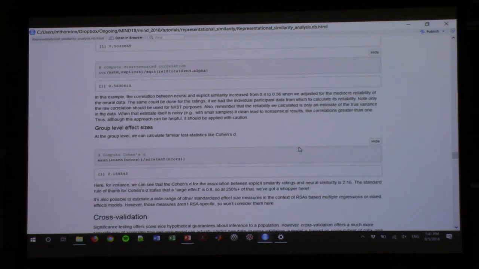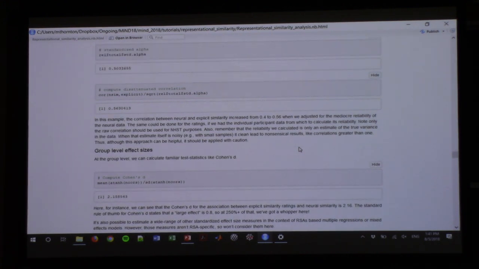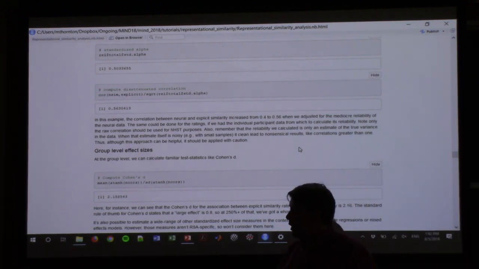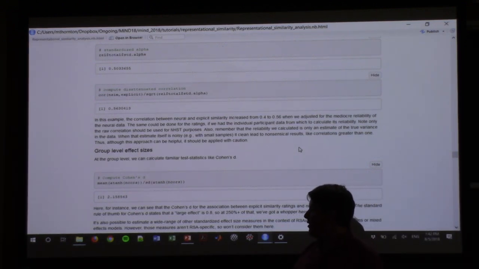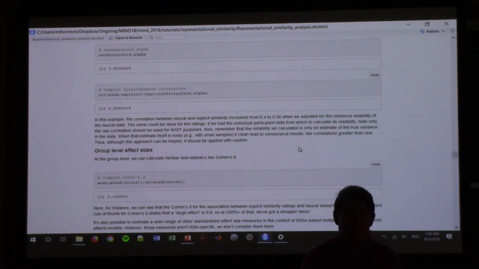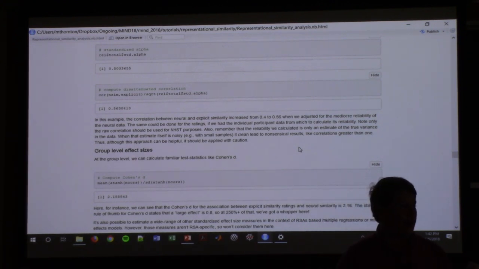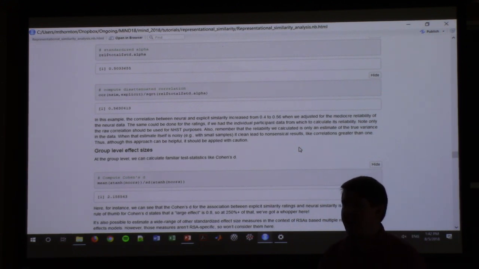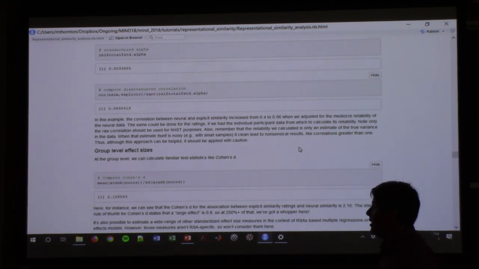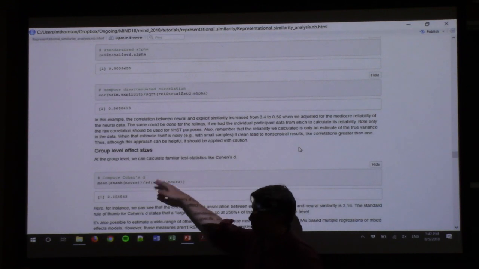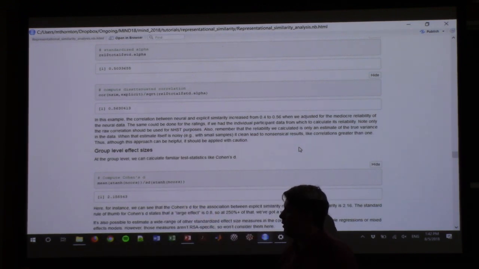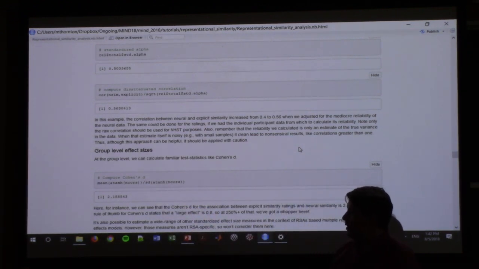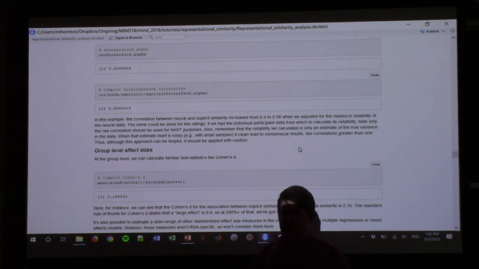You can also calculate group level effect sizes. And this is another way of estimating how substantive the effect is in your data. So this is now across participants. You can see how large the mean is relative to 0, and divide that by the standard deviation across participants. Again, we're using the Fisher-Z transformation here to normalize these data. And what we can see is a Cohen's d of 2.1.